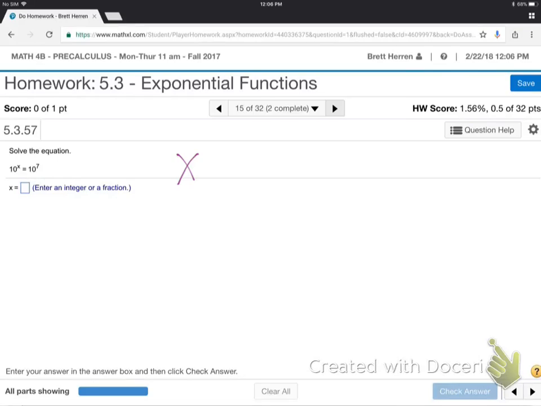Okay, so 10 to the x is 10 to the 7. What do you think x is? Yeah, isn't that a great one? That's a solve by observation. What does x have to be to make this true? It's got to be 7. X is 7, solved by observation. There's nothing to do there. This is in the power zone.